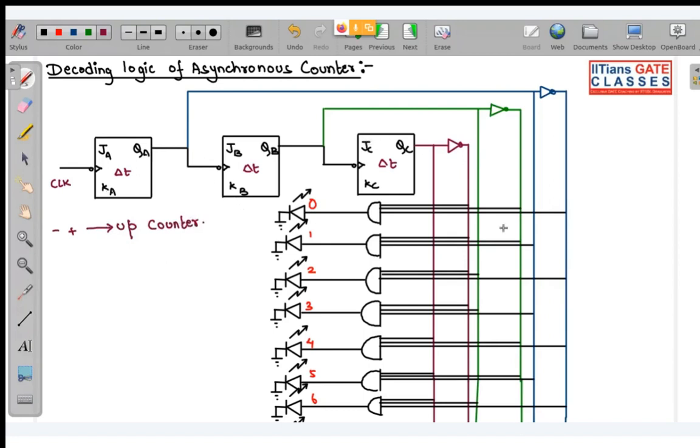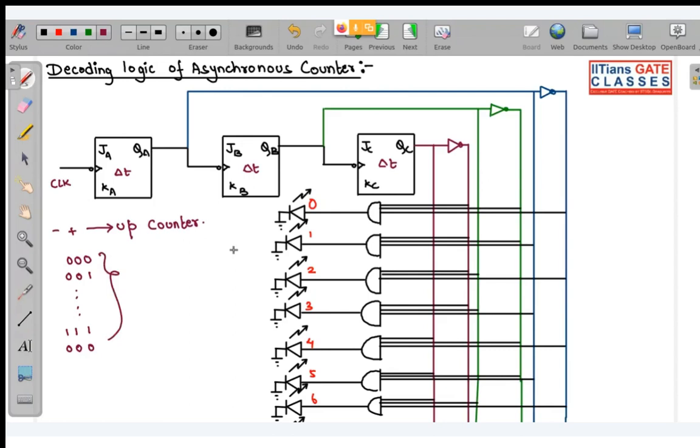If this is an up counter, you can see the counting sequence will be 0 0 0, then 0 0 1, like this till 1 1 1, and again it will become 0 0 0. So basically we know everything up to this point, how the count is going on.